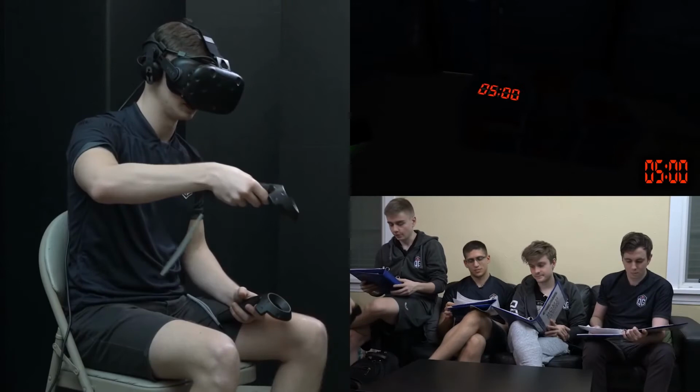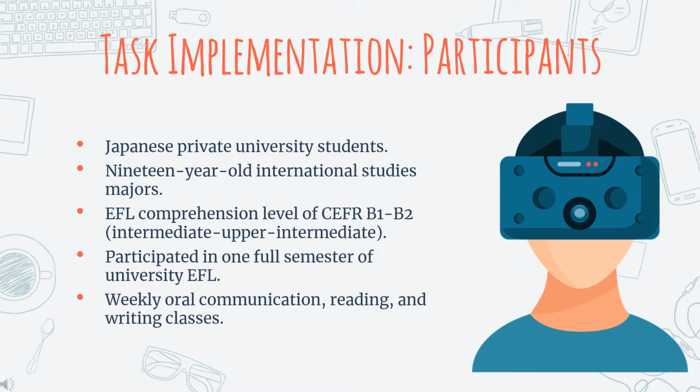Okay, so the participant group of this study consisted of three Japanese private university students, one male and two female, all of whom were, at the time, 19-year-old international studies majors, possessing English comprehension level recognized as B1 to B2 on the CEFR scale. So all learners had participated in one full semester of tertiary face-to-face English education. Remember, this is pre-COVID, during which they were exposed to a mixture of OC, oral communication, extensive reading, and academic writing classes weekly. Of the three, only one participant had previous experience of VR technology, albeit in a non-educational context.